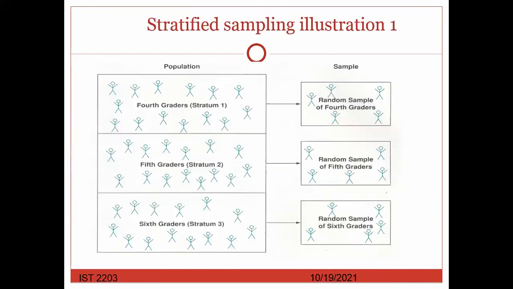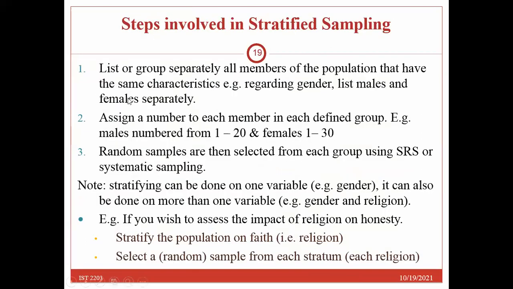So we can go through the process of doing that. As we said, you list or group separately all members of the population that have the same characteristics. Let's say you're working with gender, you list males alone and females alone. Then you assign a number to each member in the group. For example, males have their numbers and the females have their numbers. And then within the group, you use systematic or simple random sampling.